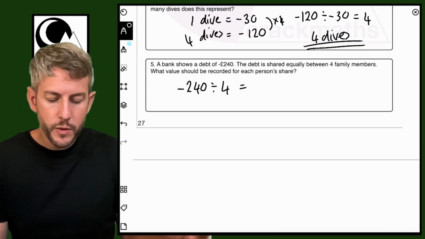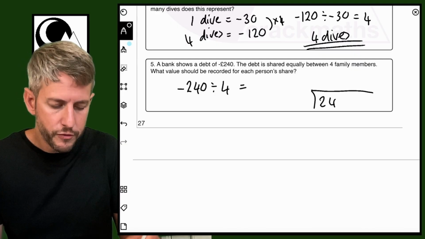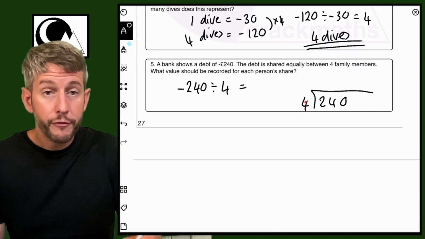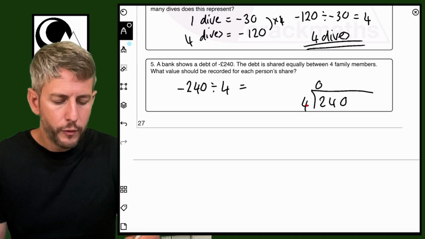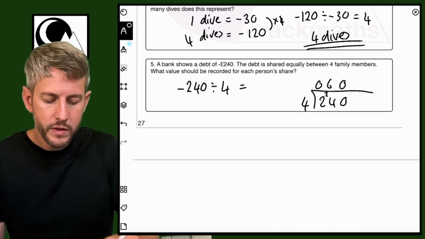Okay, well, 240 divided by 4. If you don't know it, we can do it here. 240 divided by 4. 4s into 2 don't go, so I carry the 2. 4s into 24 goes 6. Here we go.